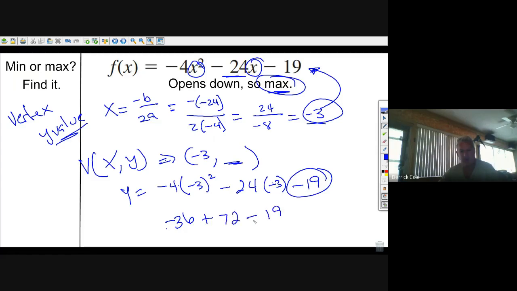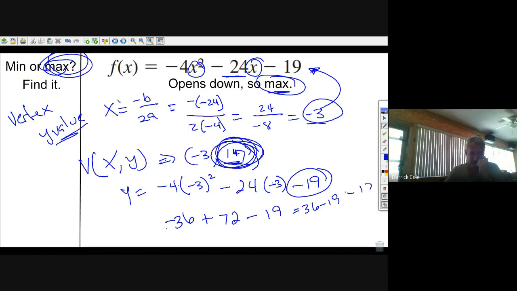Minus 19. So I get -36 plus 72, which is 36. 36 minus 19 is 17. So that 17 goes right here, and that is my maximum.